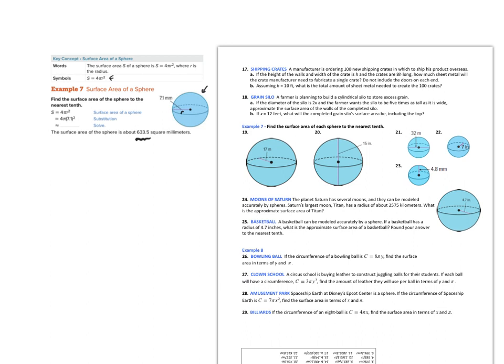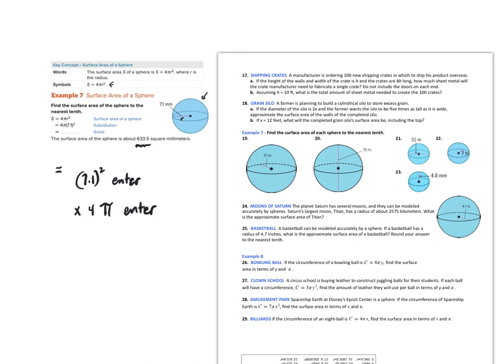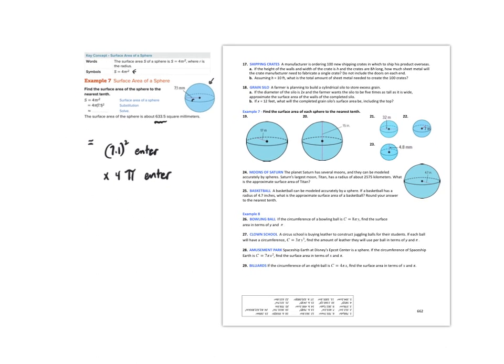And it turns out this is going to be 633.5. But if you don't put this in the calculator all as one unit, make sure you follow the order of operations. What should you do first? If you do it incrementally, you should have 7.1 squared. That should be the first thing you do, enter. Then you want to multiply by 4 pi, enter. And that's going to give you your value. If you can't put it all into one line, sometimes it's best to do it incrementally according to your order of operations. So with that, those are some examples for us to walk through.